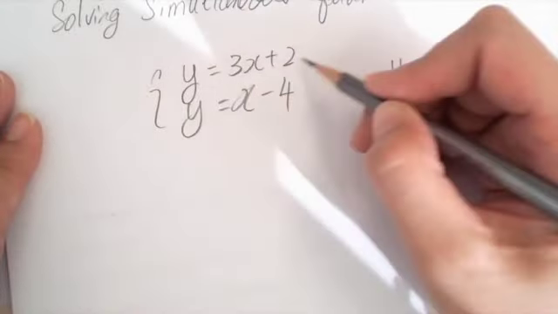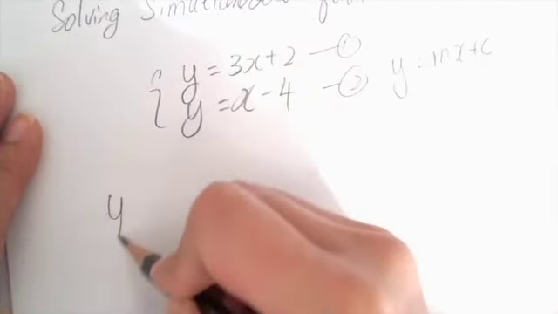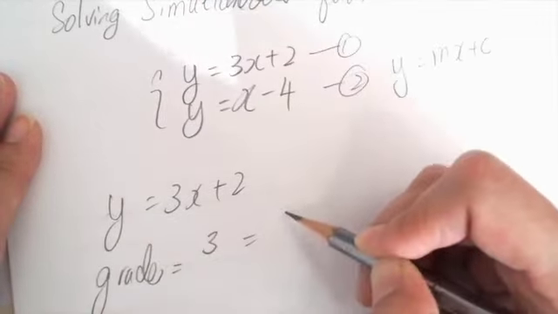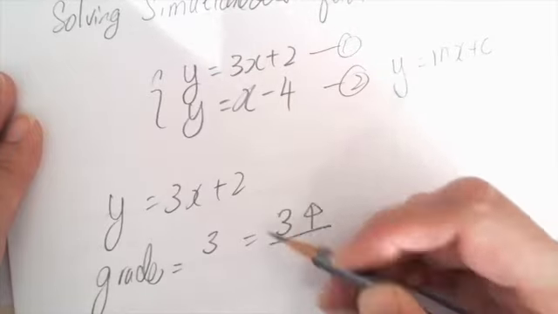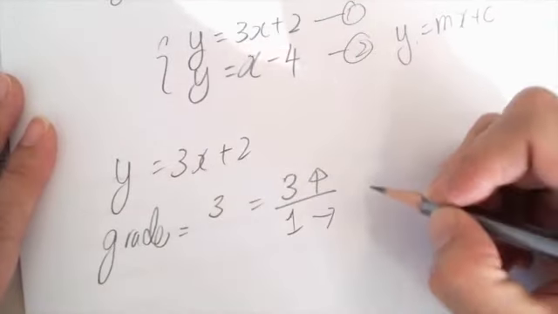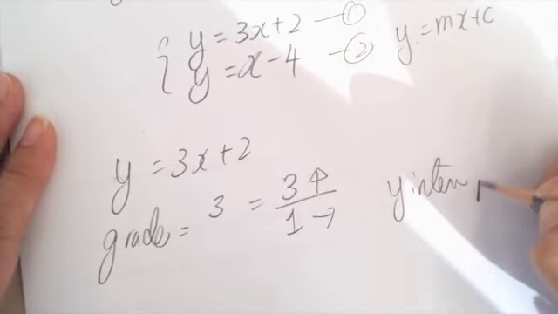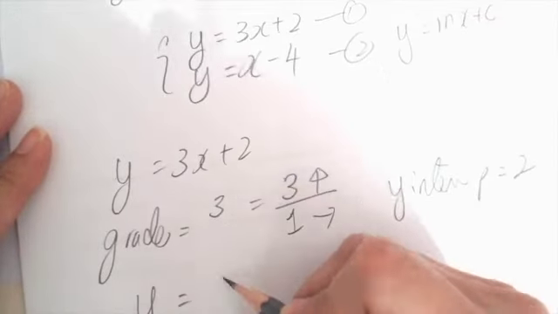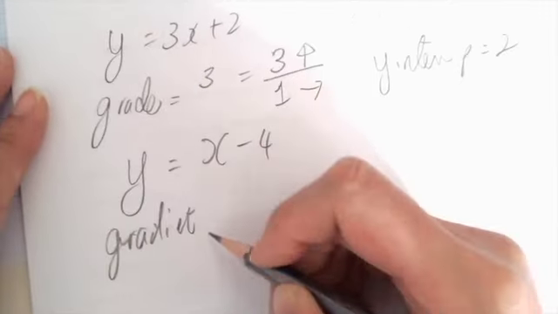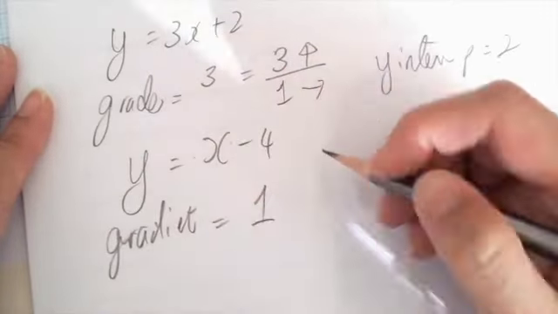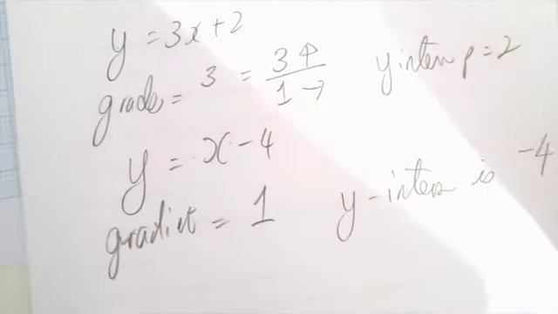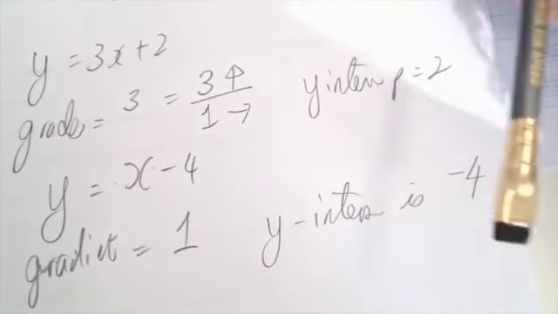So we have two equations here, 1 and 2. Equation 1, y equals 3x plus 2. So the gradient is 3, which is up 3, run 1. 3 over 1 is 3. And the y-intercept is 2. Second equation, y equals x minus 4. Gradient is 1, because 1 times x. And the y-intercept is negative 4. Now we've got all our information, then we're going to sketch a graph.